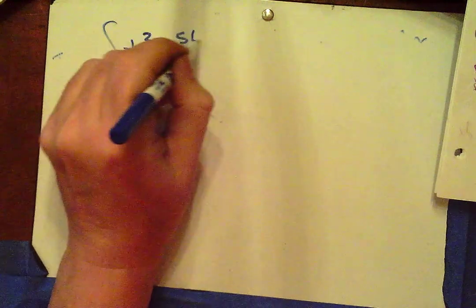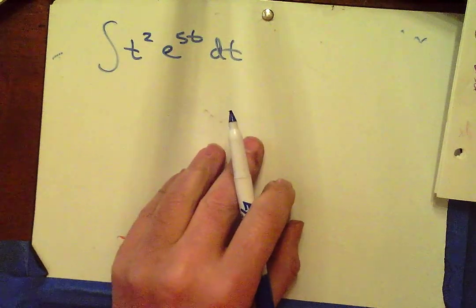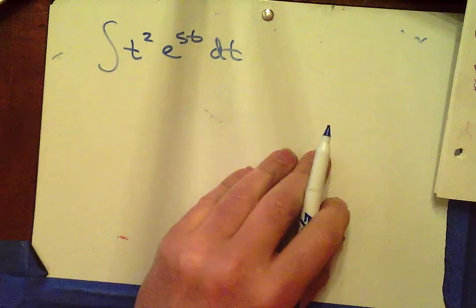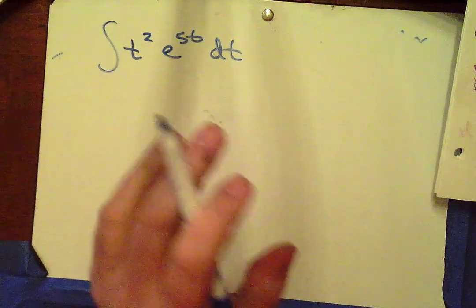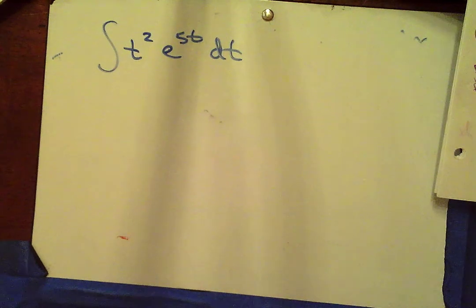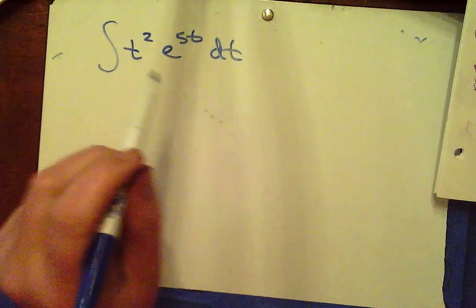So, will you please do this one? The integral of t squared e to the 5t dt? Okay, please. And I encourage you to use tabular, but you could do by parts a bunch of times if you prefer. Pause the video, give it a try.